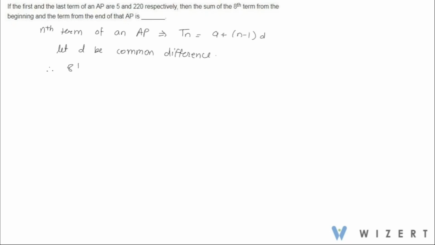Therefore, 8th term from beginning will be equal to T8 equal to 5 plus 8 minus 1 into d. So T8 is equal to 5 plus 7d.